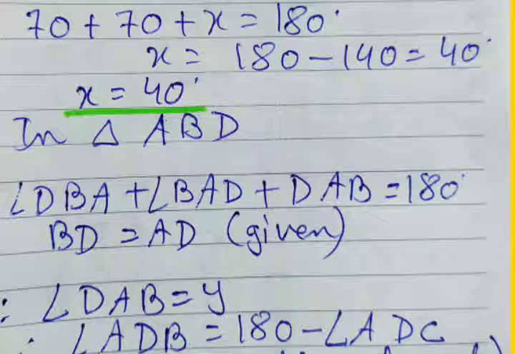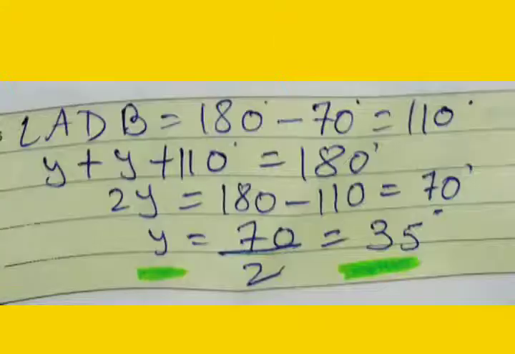Now again we will take a triangle ABD. So in triangle ABD, angle DBA plus angle BAD plus angle ADB is equal to 180 degree. BD is equal to AD, it is given, means again this is an isosceles triangle. So angle DAB will also be equal to Y, and angle ADB is equal to what? 180 minus ADC, adjacent angle, reason. Then angle ADB is equal to 180 minus 70 equal to 110.